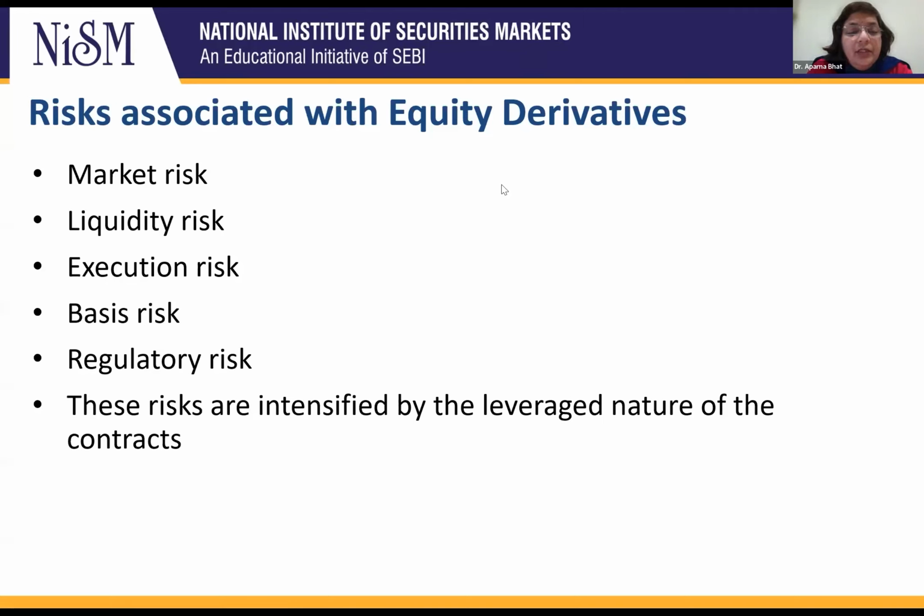And the third is execution risk. This is very, very important when we talk about arbitrage, because in arbitrage we are buying one contract and selling the other. So it is very, very important that we should be able to do both these transactions simultaneously, right?